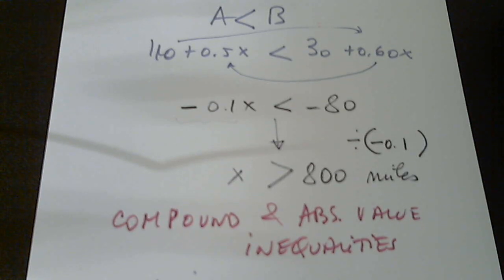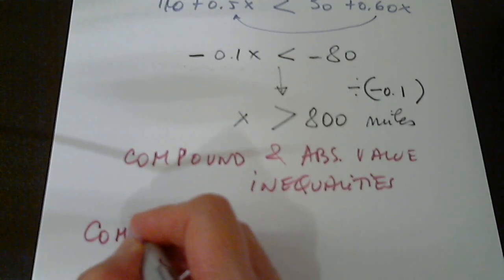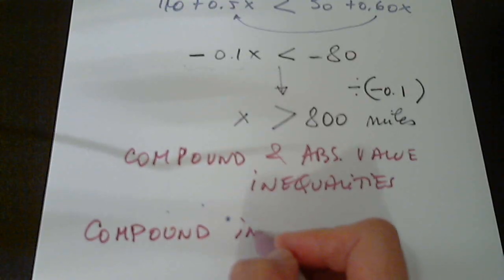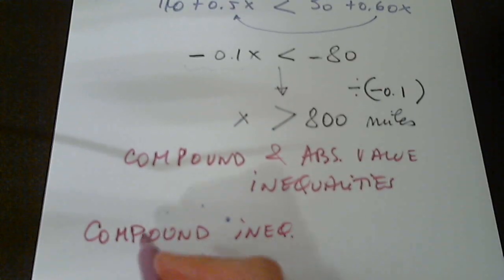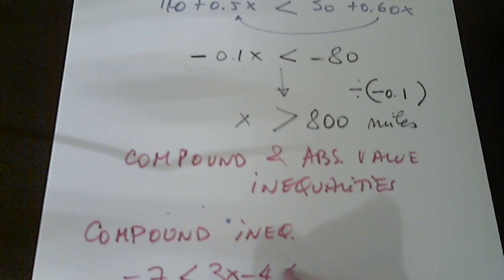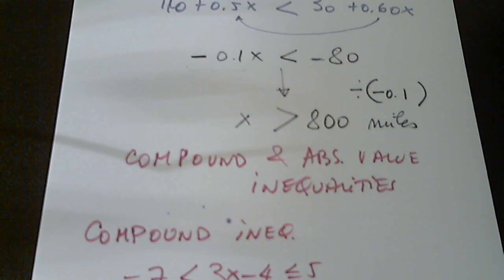Let's see. We want to solve this inequality. This is called a compound inequality first. It doesn't have absolute value in it, right? So the inequality is negative 7 less than 3x minus 4 less than or equal to 5.